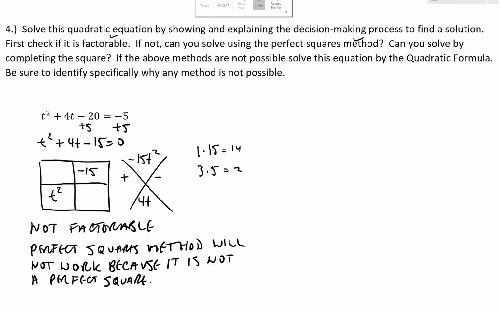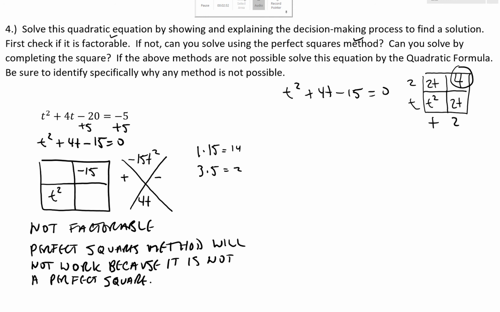Then it says, can you solve by completing the square? All right, so now I've got t squared plus 4t minus 15 equals 0. Completing the square means I've got to just do that, complete the square. So we know this is t squared. This gets cut in half, so I have 2t, 2t. So this is t and 2, t and 2. So to complete the square, I need to have 4 on both sides.